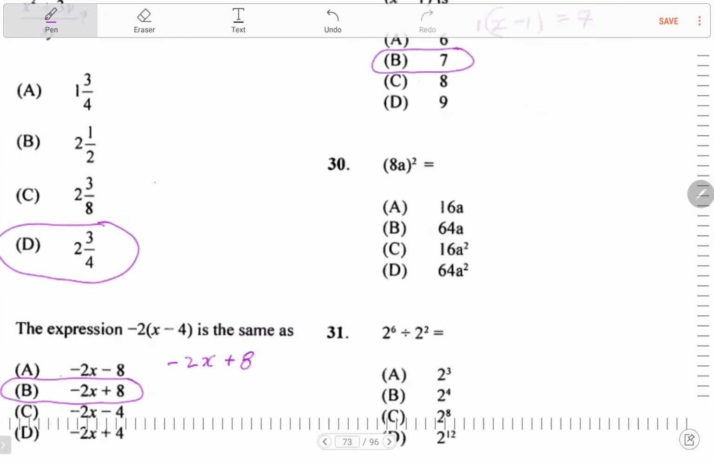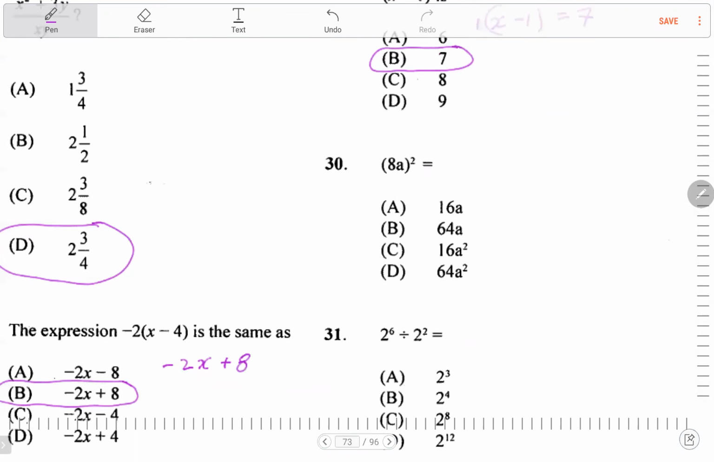This one, (8A) squared becomes 8 squared times A squared. The 8 squared is 64 times A squared. So 64A squared, which is that.